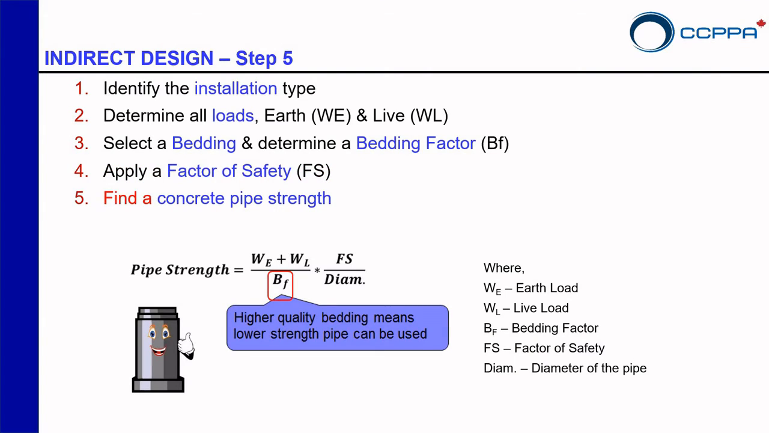So the 5th and final step is determining the pipe strength needed for your project. And we have all the variables that we need for it. As you can see here on the equation, we know the loads, we know the factor of safety, the bedding factor, and the diameter. But something that I always like to point out to people is that in the equation, the bedding factor is dividing your loads, which means it will reduce your loads. A higher quality of bedding will lower the strength class of pipe needed for your project. So instead of needing a class 4 for your project, probably a class 3 will be enough. If your bedding factor is good, that means you have a good installation.